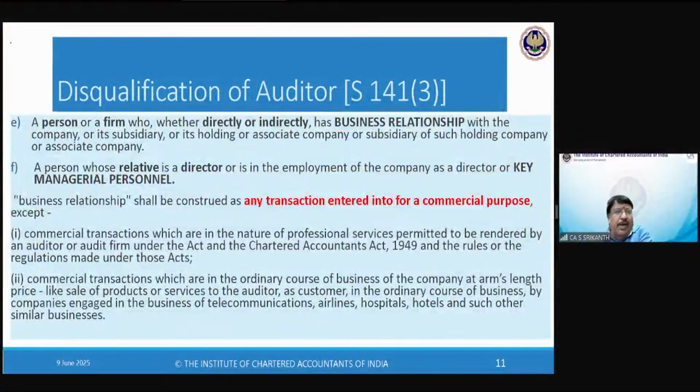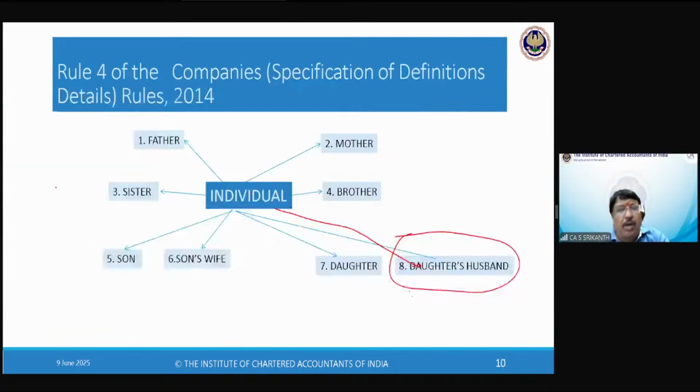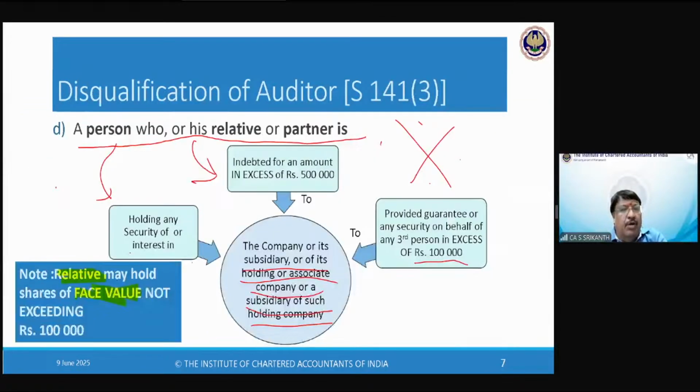Welcome back from your well-deserved break. So, continuing with the disqualifications of the auditor. We saw that a relative of the auditor or his partner may not hold shares or securities, not be indebted in excess of 5 lakhs, and not give a guarantee or provide any security in excess of rupees 1 lakh. See, this exemption to a relative is only for securities, and that too only for shares. Here they use the word security, but this is only for shares.